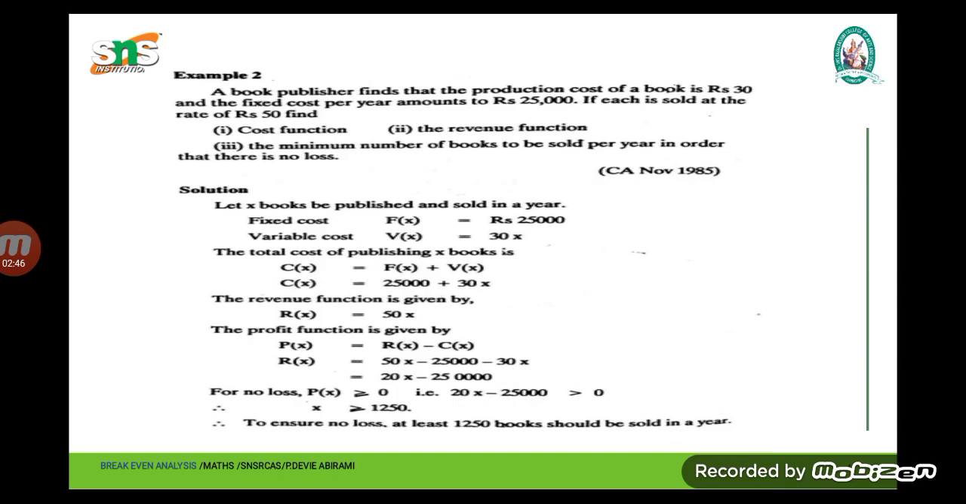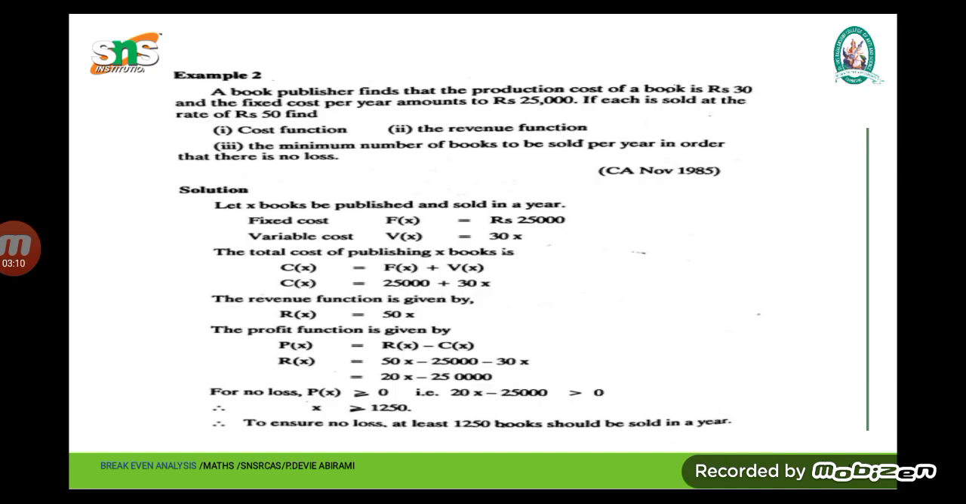My second problem is: a book publisher finds that the production cost of a book is rupees 30 and the fixed cost is rupees 25,000. If each is sold at the rate of rupees 50, find the cost function, revenue function, and the minimum number of books to be sold per year in order that there is no loss.